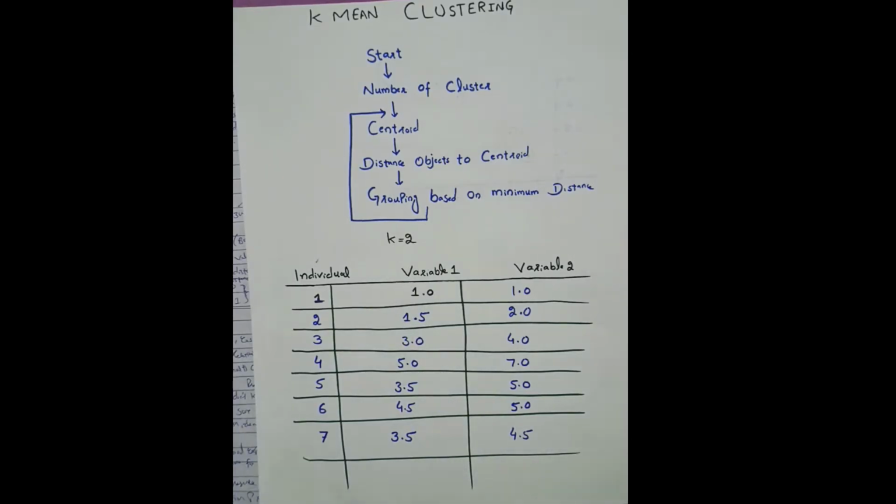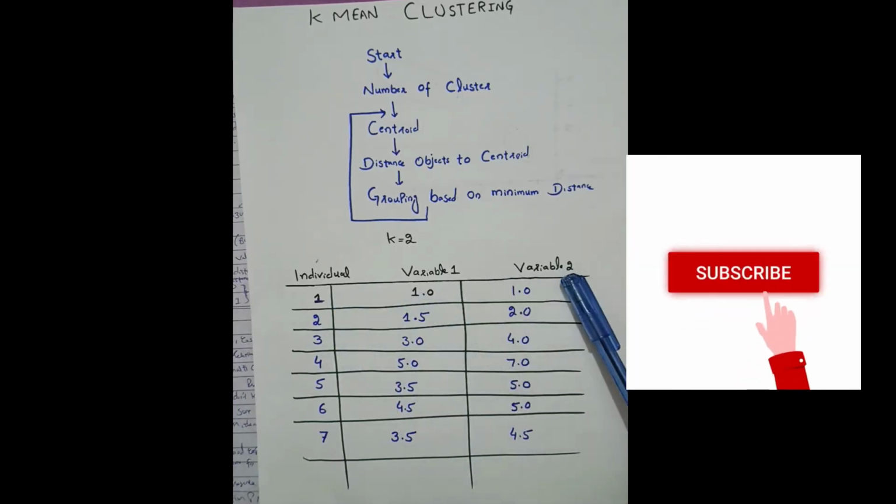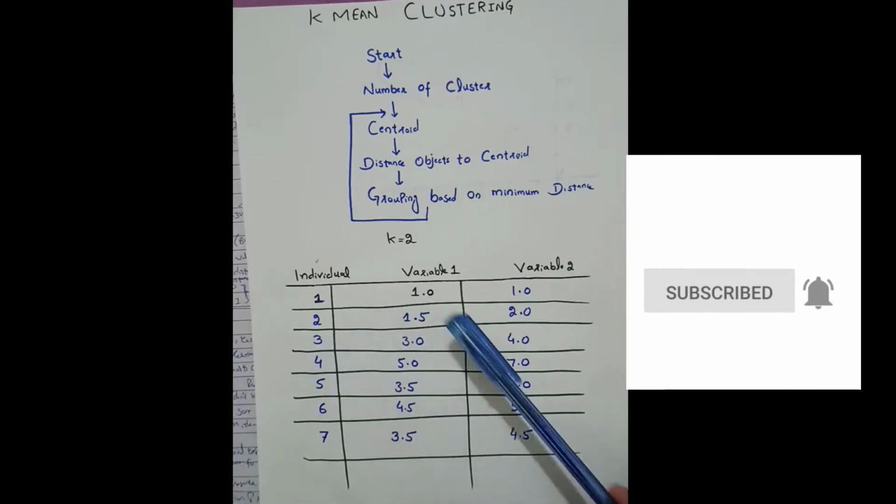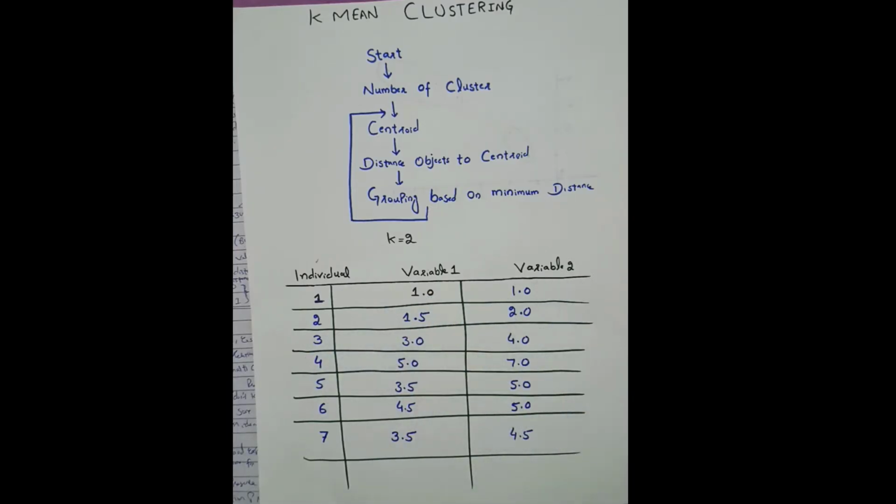So this is the example. We have different individuals with variable 1 and variable 2. For example, we have 7 elements, and we group them based on the distance by using k-means clustering. So this is very simple.